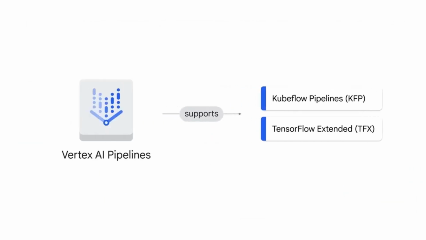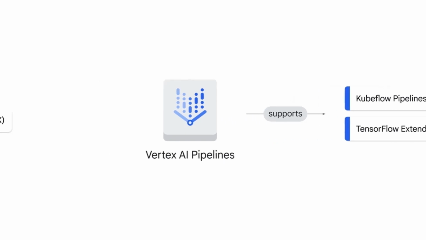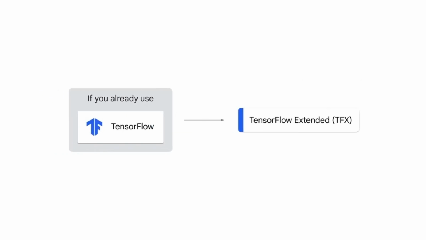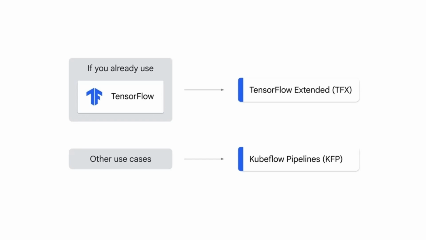The backbone of MLOps on Vertex AI is a toolkit called Vertex AI Pipelines, which supports both Kubeflow pipelines, or KFP, and TensorFlow Extended, or TFX. If you already use TensorFlow to build ML models that process terabytes of structured data, it makes sense to use TFX and turn that code into an ML pipeline. Otherwise, KFP can be a good alternative. Learn more about how to choose between Kubeflow Pipelines SDK and TFX from the reading list.